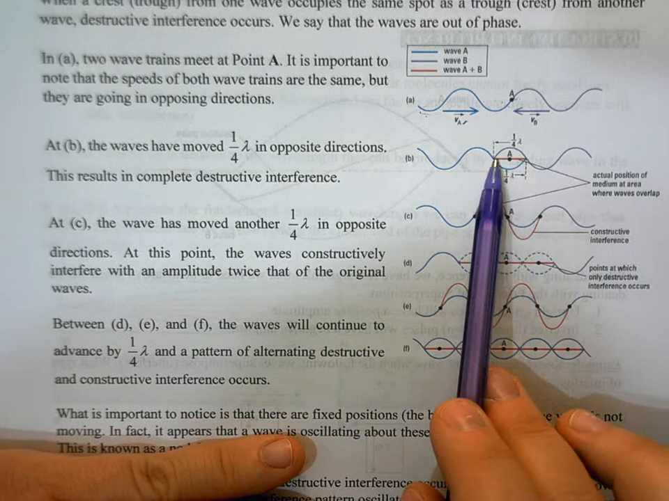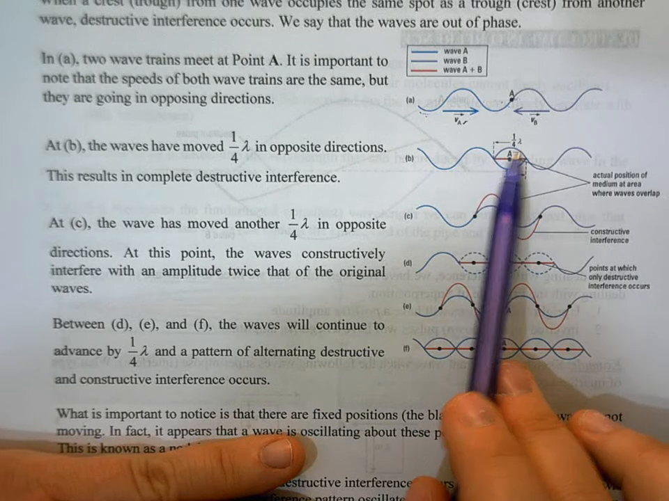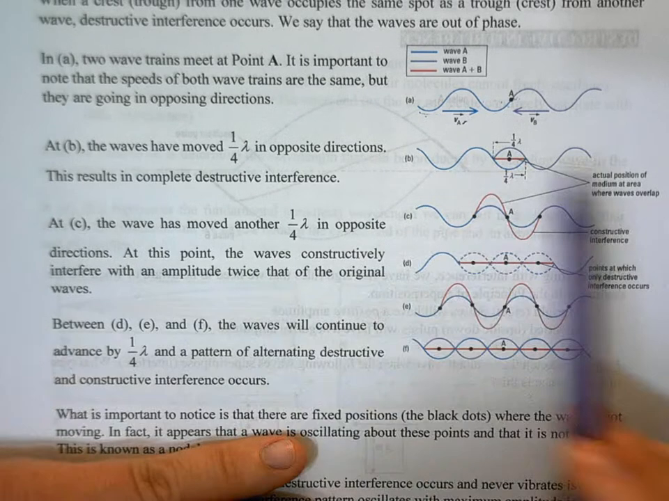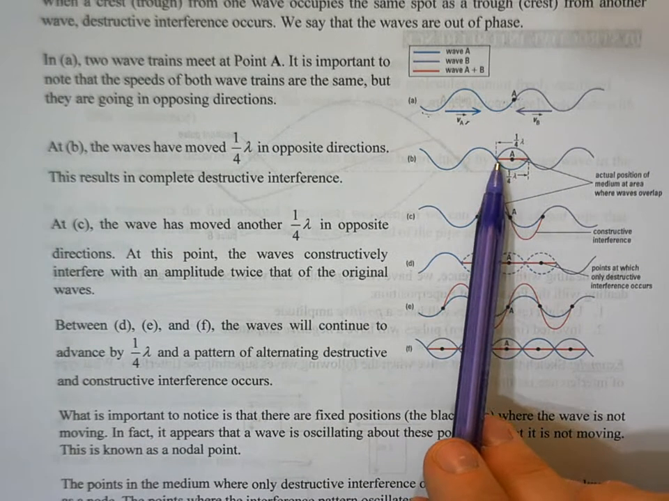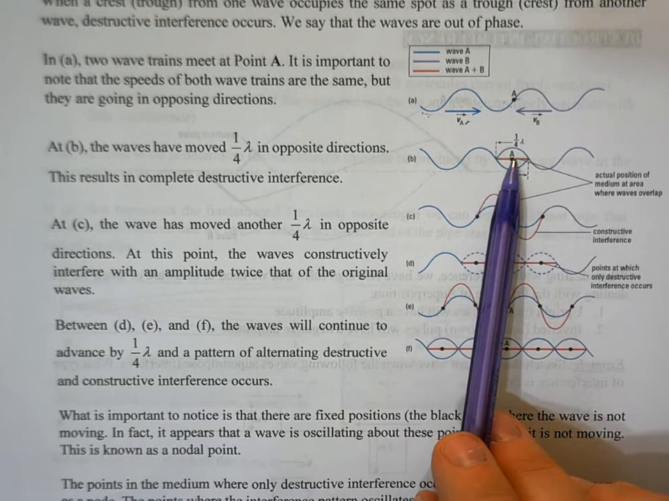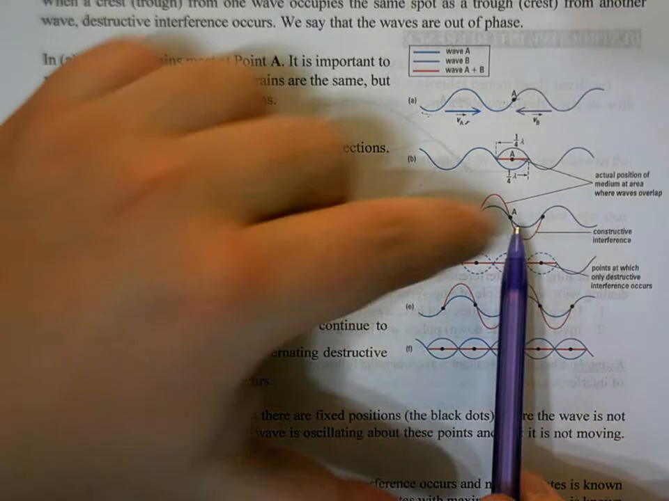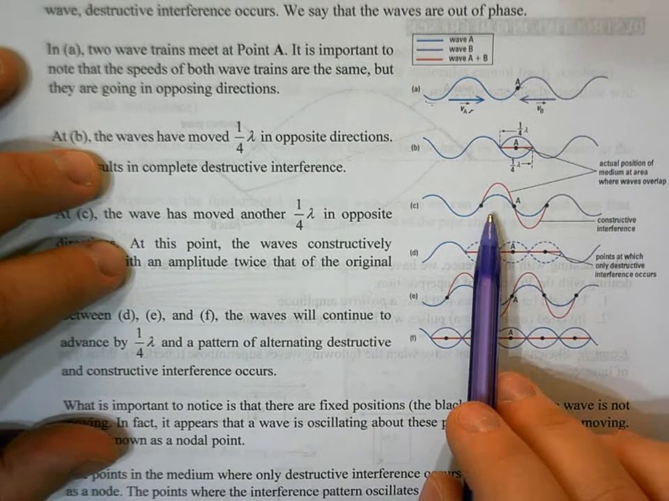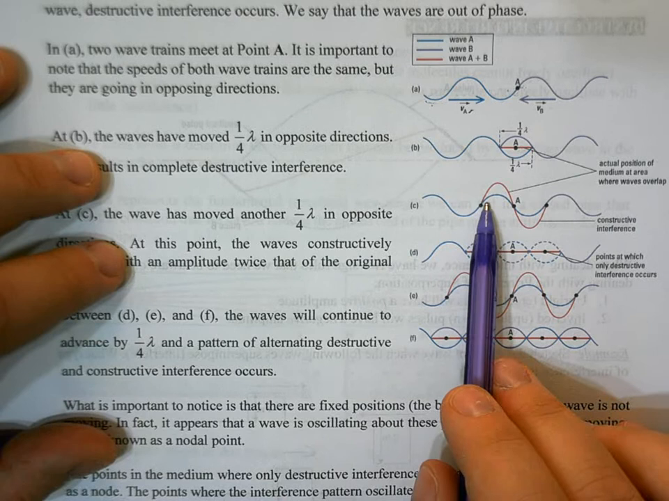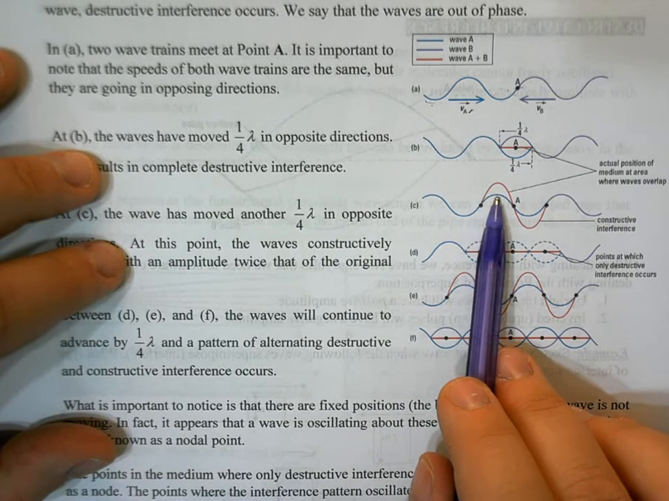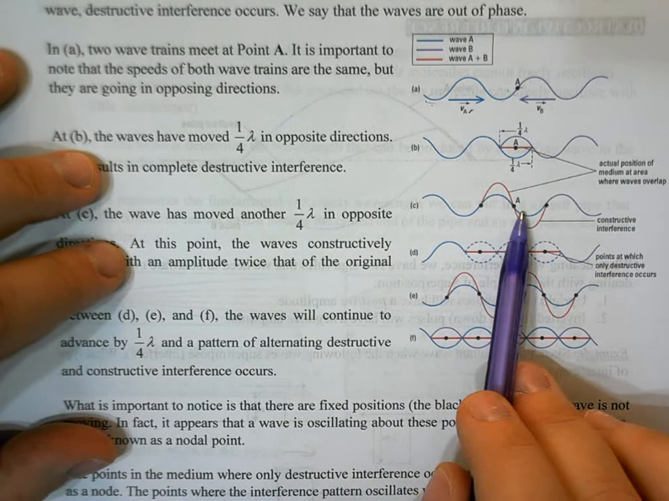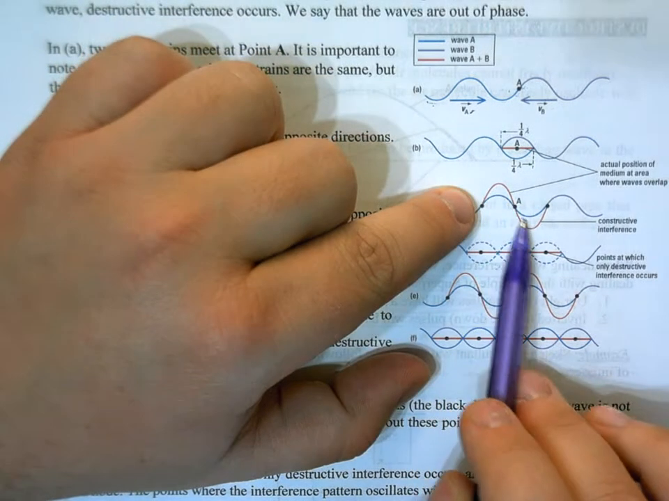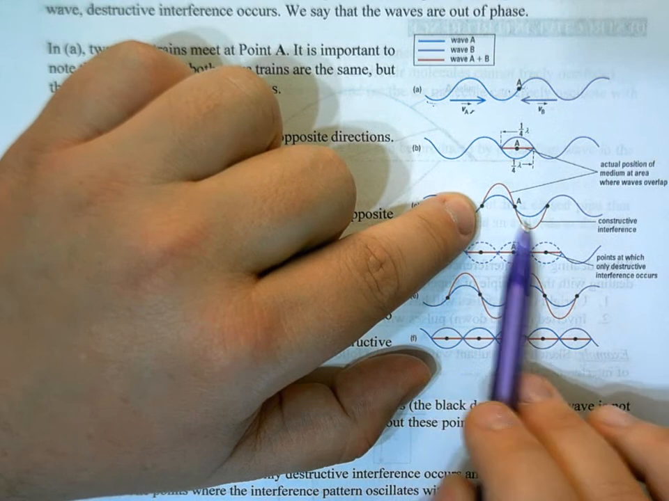The crest of wave B is going to meet with the trough of wave A. This red is meant to show you the effect of this. This is going to be destructive interference. Now, both waves are going to advance another quarter of a wavelength. This time, the crests of both waves are going to meet up at this point, and the troughs of both waves are going to meet up. So we're going to produce these larger waves, or constructive interference.